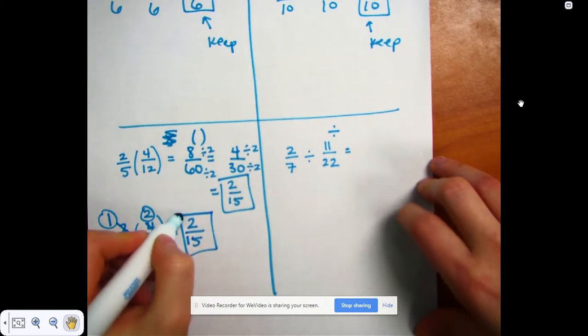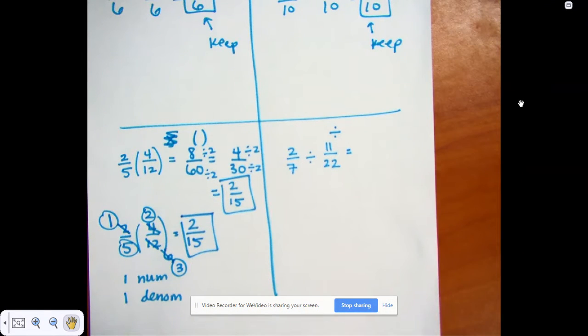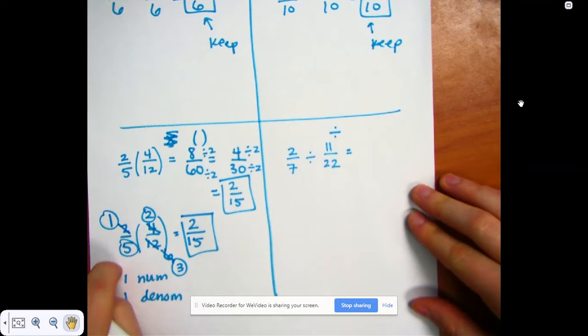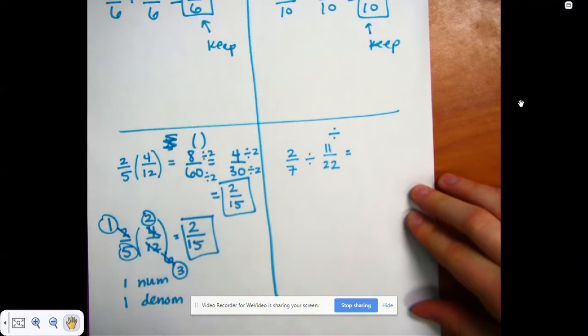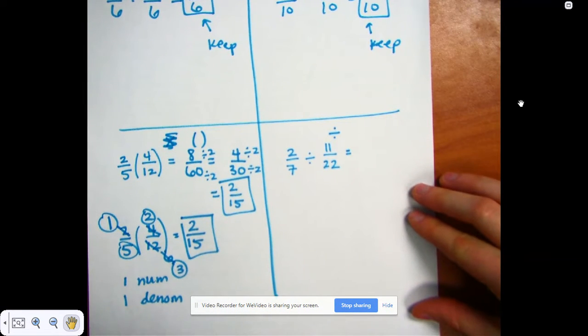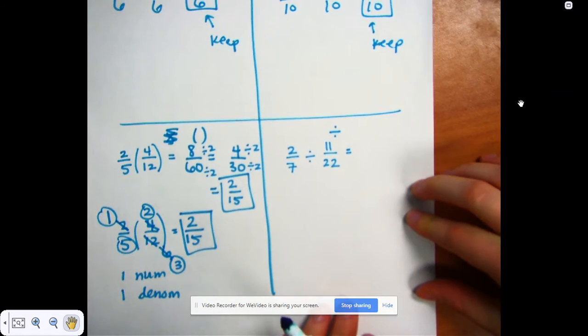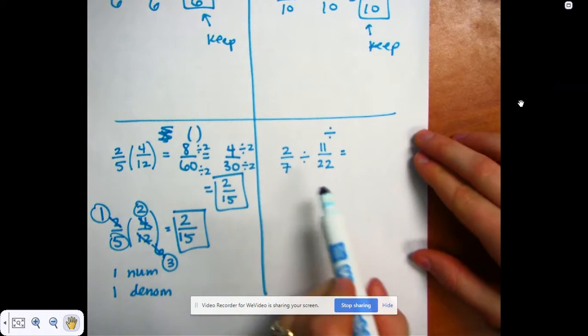I get the exact same answer. I did just as much work. It's just I didn't show as much on the paper. I'm simplifying more in my head instead of writing it out every single step. Both ways work. It's up to you which way you want to use and which problem wants which one, more so than the others. All right, division.